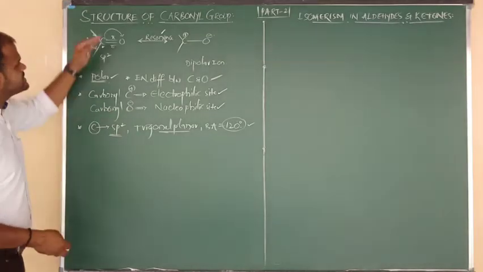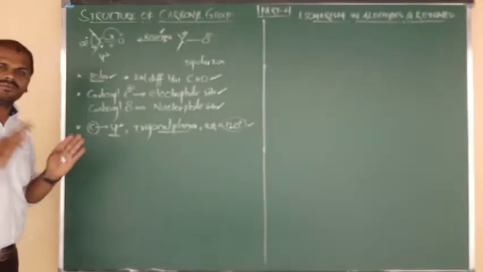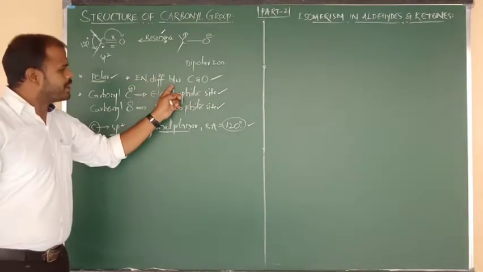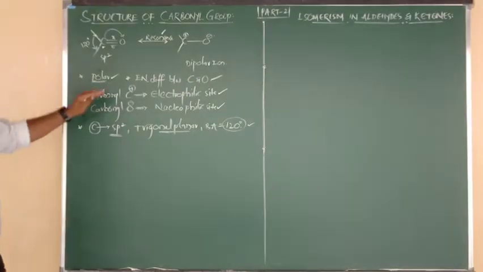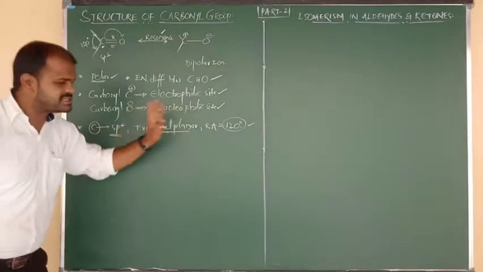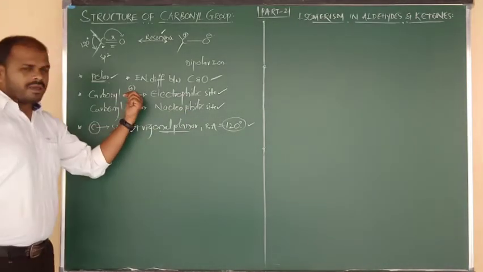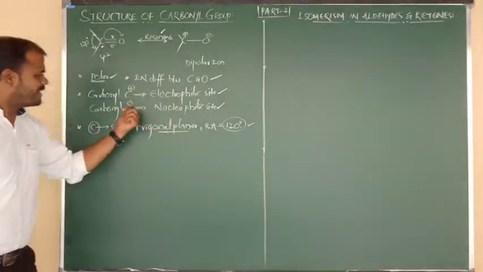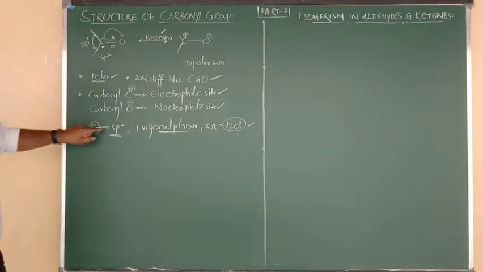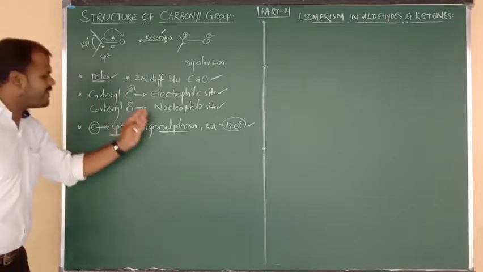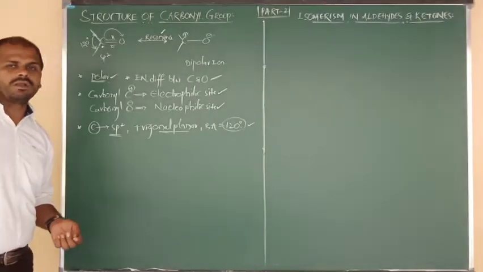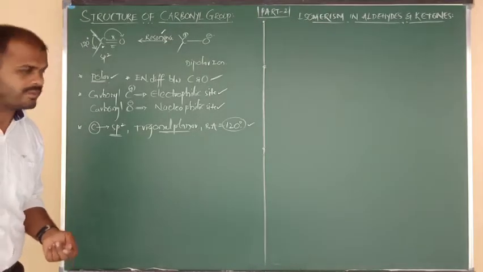Try to remember this structure information. Once again, quickly: all carbonyl compounds are polar in nature due to the electronegativity difference between carbon and oxygen. The carbonyl carbon is the electrophilic site and the carbonyl oxygen is the nucleophilic site. Electrophiles are electron deficient, nucleophiles are electron rich. In all carbonyl compounds, the carbon has sp2 hybridization, the geometry is trigonal planar, and the bond angle is 120 degrees. Clear, all of you? Good.